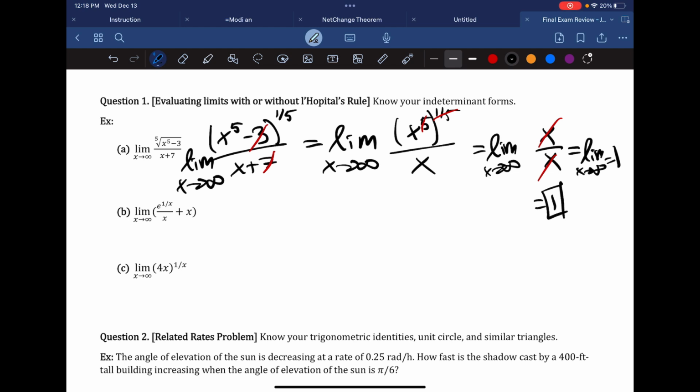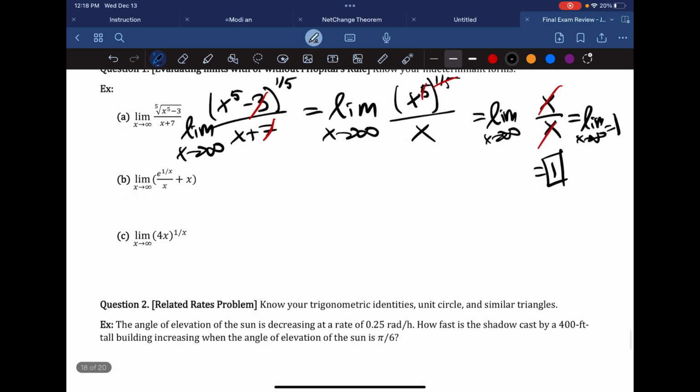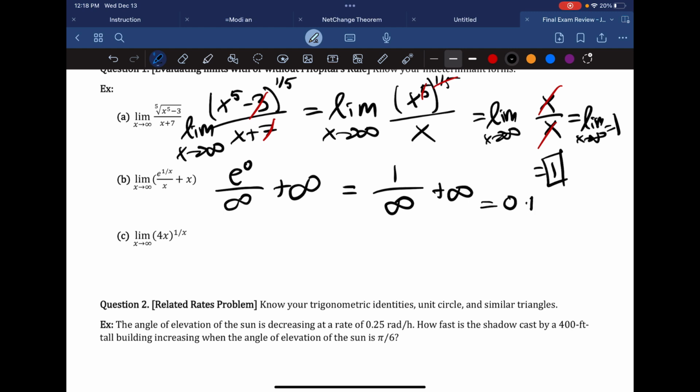Okay, so now for the next problem, B. The first thing we always do is try direct substitution, right? So e to the 1 over infinity, anything divided by infinity is 0, right? So that's e to the 0 over infinity plus infinity. We can simplify that a little bit. e to the 0 is 1, anything to the 0 power is 1, right? So that's 1 divided by infinity plus infinity. Anything divided by infinity is 0, so that's 0 plus infinity, which is just infinity.